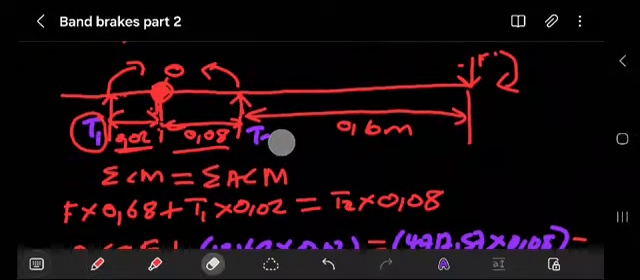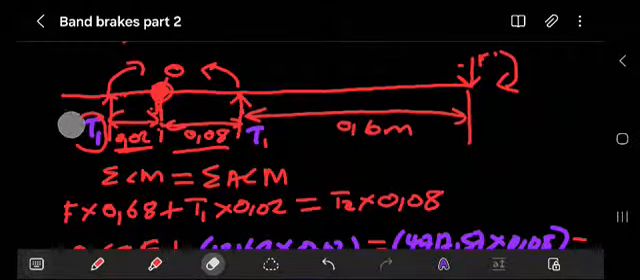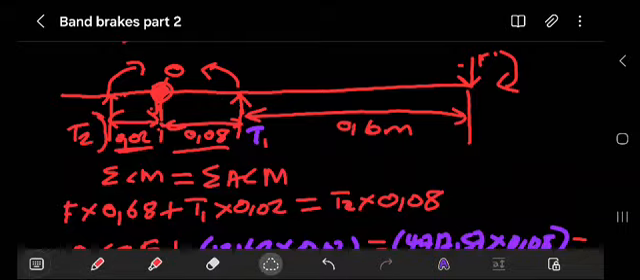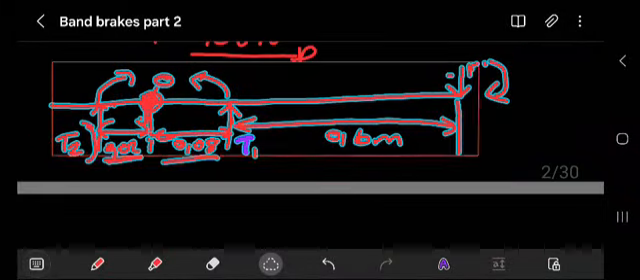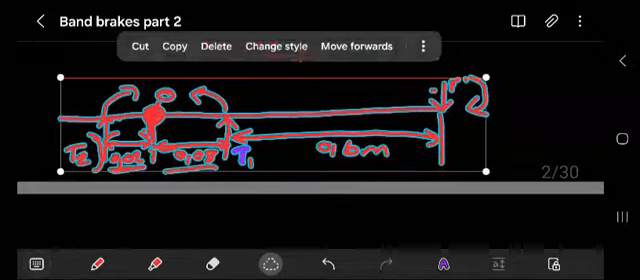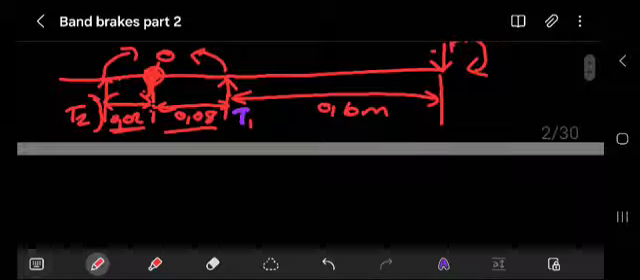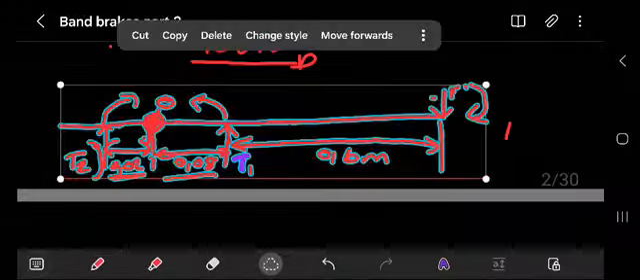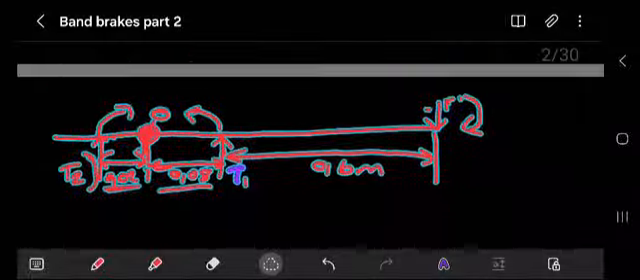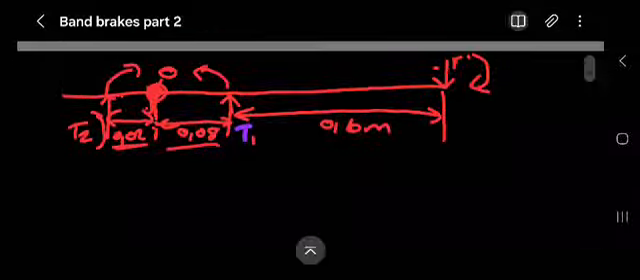This will no longer be T1, T2 will simply equal T1. This will no longer be T1, this will be T2. Let us use this diagram now, just changing things. Then you take your moments again. Let me write here on this new page. Sorry about that.